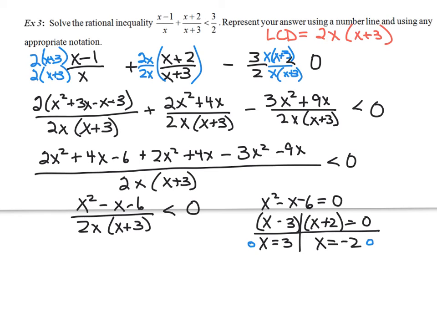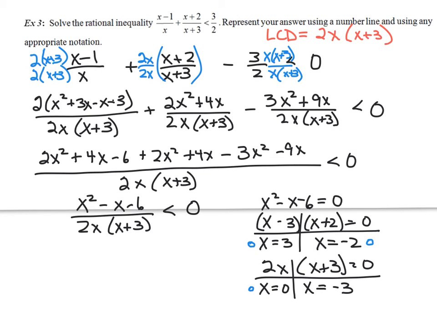Now let's set the denominator equal to 0. So 2x times x plus 3 equals 0. That's giving me the two values, x equals 0 and x is equal to negative 3. Again, both of those are not part of my solution set, so I'm putting open circles for both of those as well.